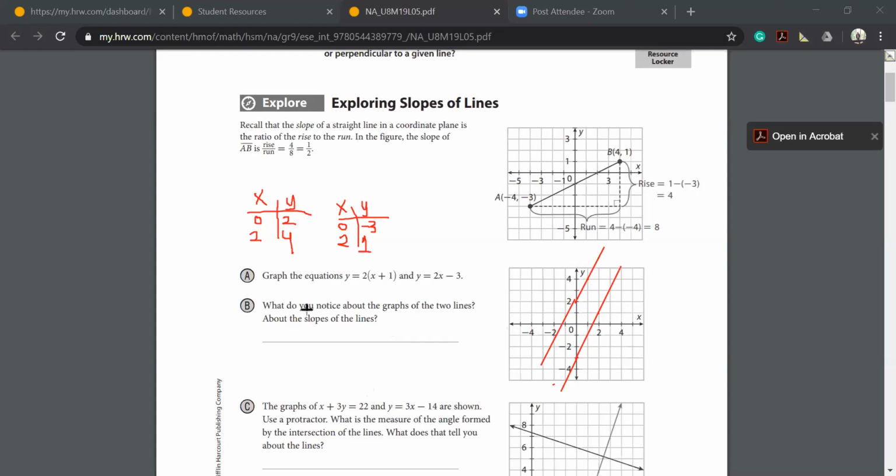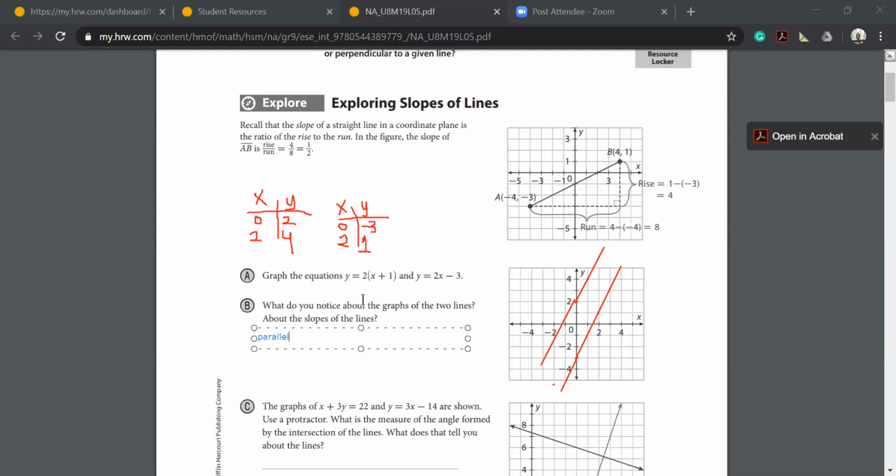By the way, you can even use the graphing calculator to make sure of your answers. But since it's a very, very easy equation, I didn't use it. I just graphed it right away. So what do you notice about the 2 lines? They are parallel, right? It's very obvious that they are parallel. So here we can write that the graphs of the 2 lines are parallel.